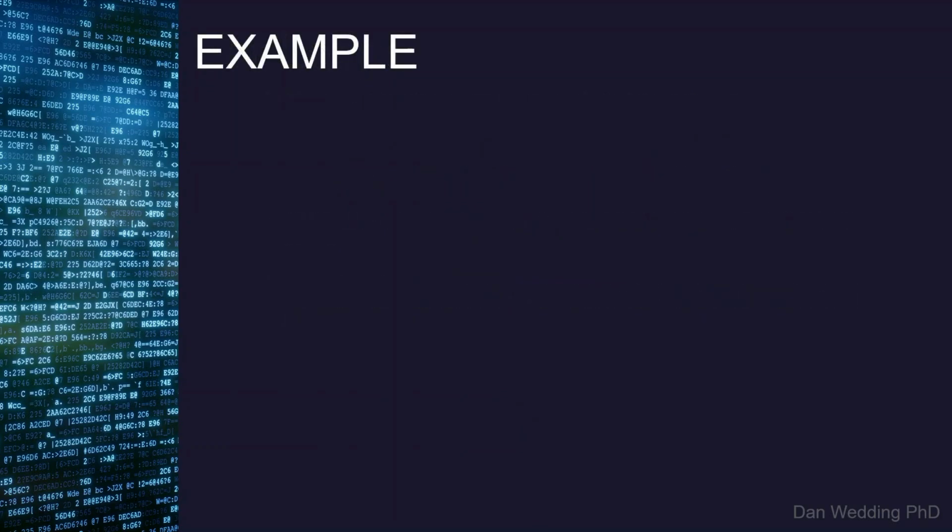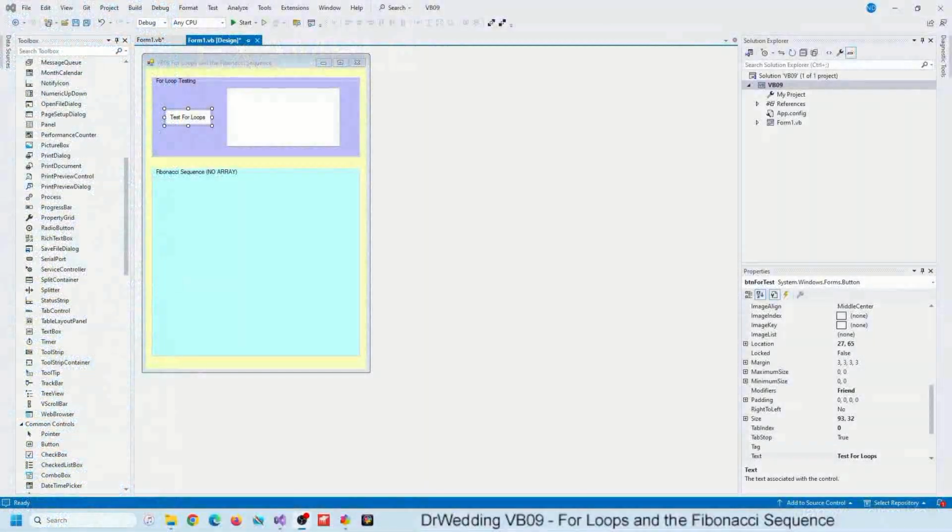Now let's do some examples with a loop and write a Fibonacci sequence. I have already opened up a new project named VB09. I have also created a form. The form has 2 group boxes on it. We'll be working with the top group box first. The top group box only has a button and a text box on it. This will be used so we can test various for loops.